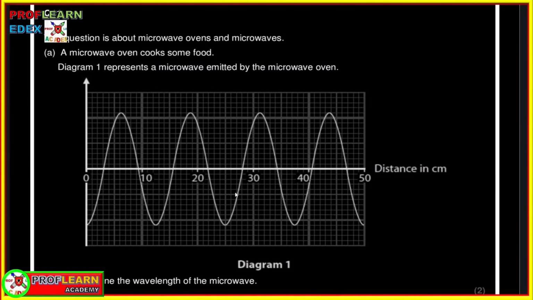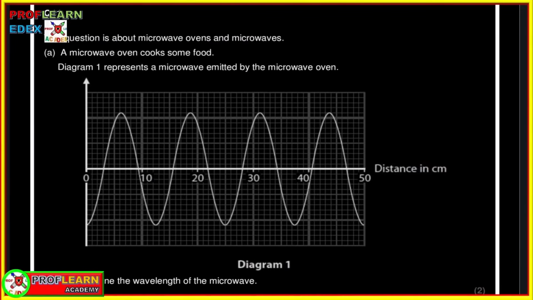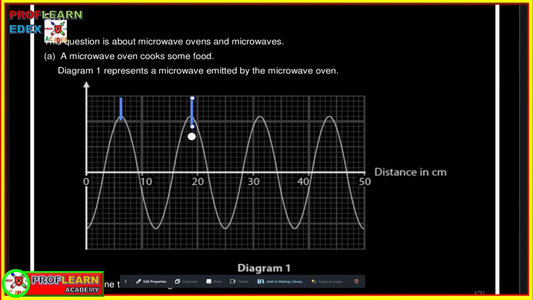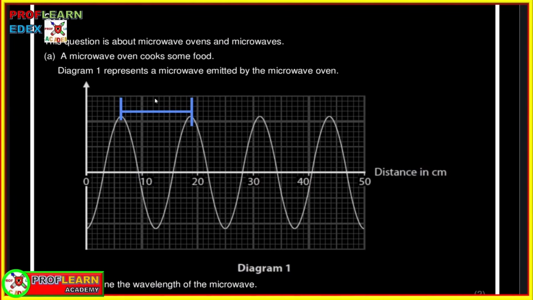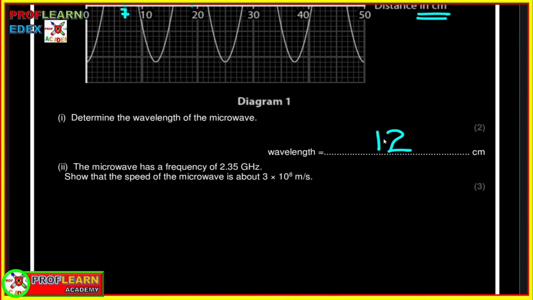Let us check and see what we are asked here. We're supposed to state the wavelength of microwaves. And remember, wavelength of waves is the distance between two successive crests or two successive troughs. So the wavelength is here. We need to check from the scale. This point is 7, this point is 19. So if we subtract that, we're going to get 12 centimeters, and that becomes our wavelength in centimeters.